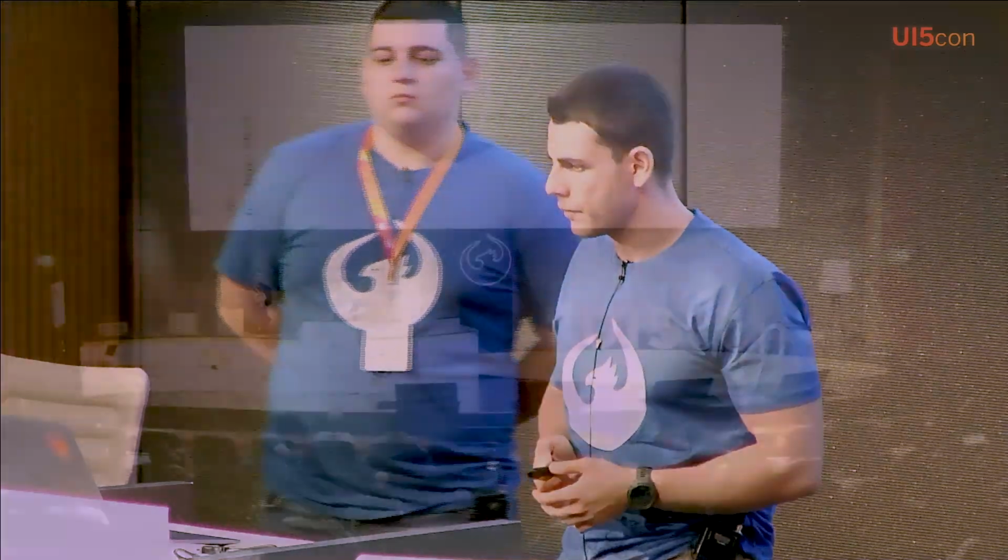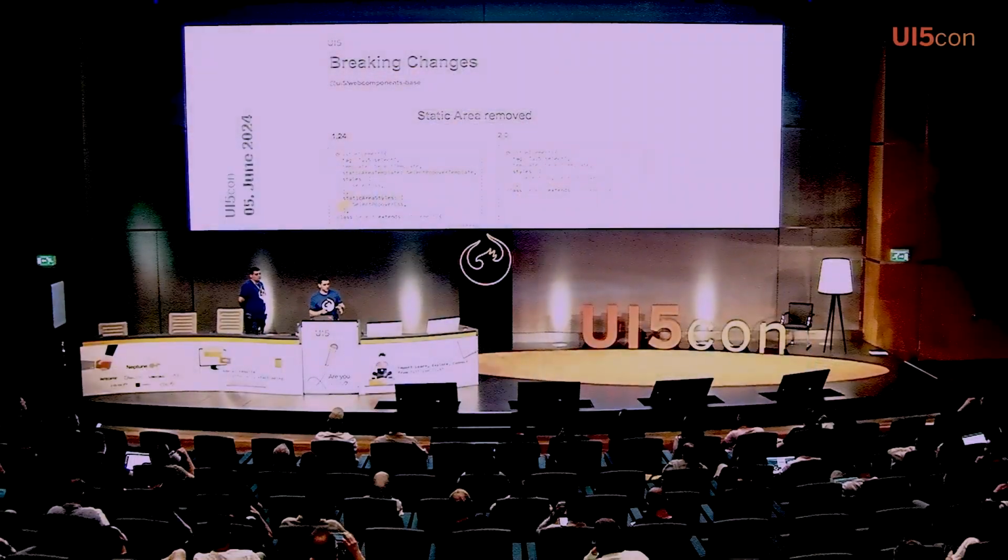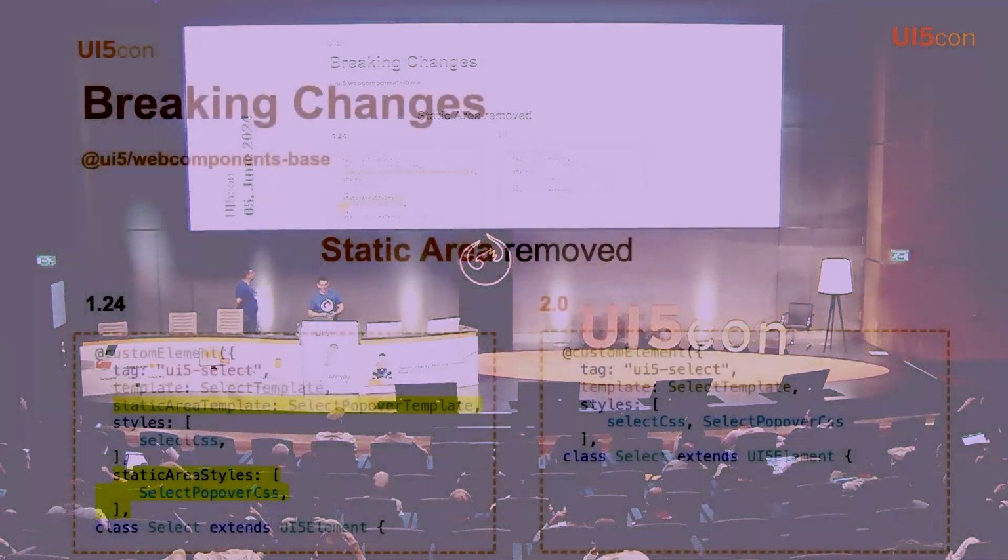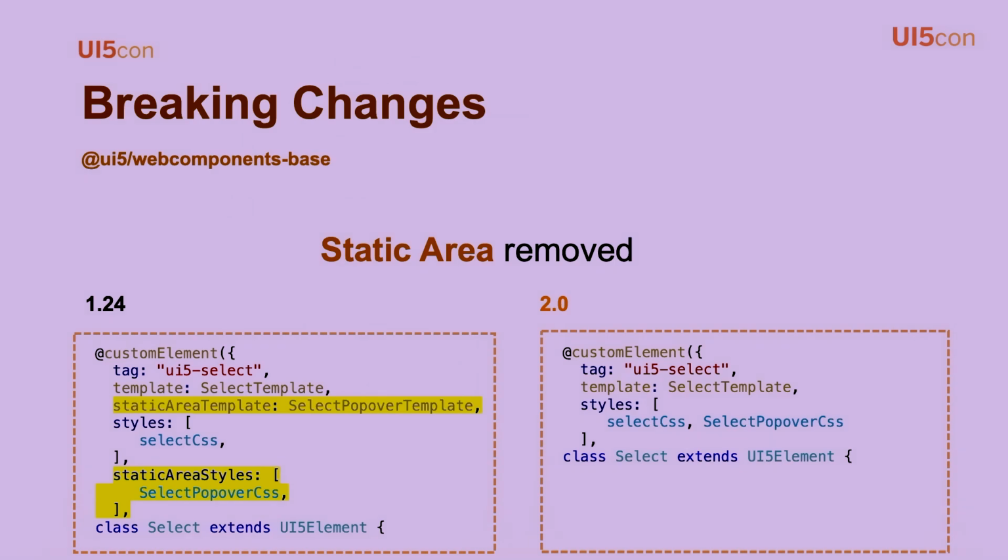All right. And another aspect of this big and huge story of the popover API adoption is the removal of the static area, and it's manifested in several places. It touches the component development part, so this is really for those who are developing custom components. Previously we had to define the static area template because the framework should have known which part to put in the static area, and also the static area styles.